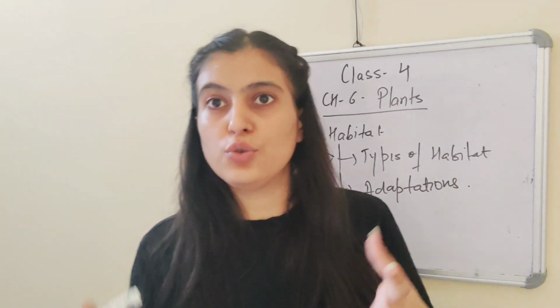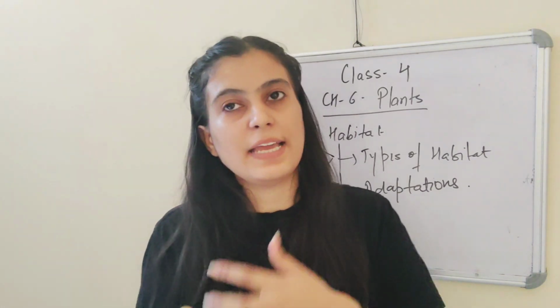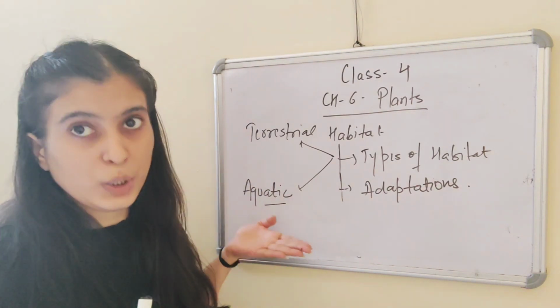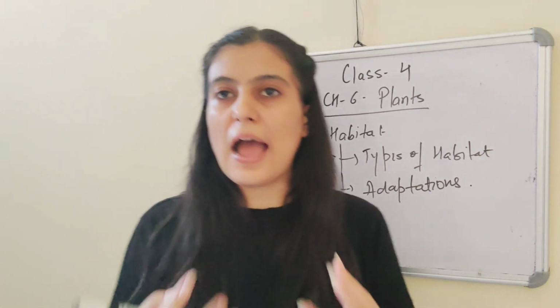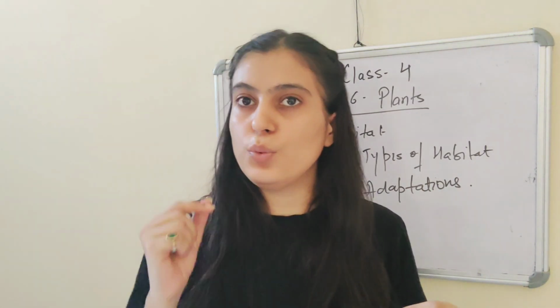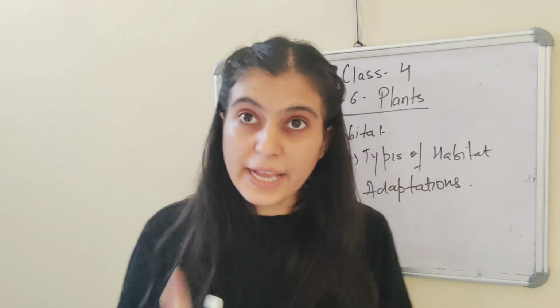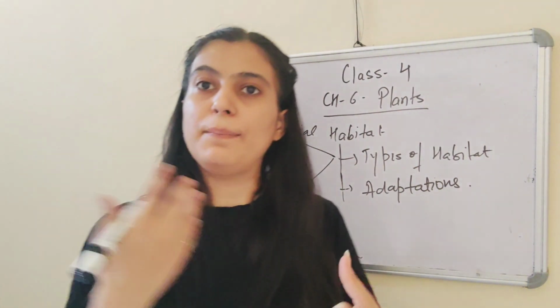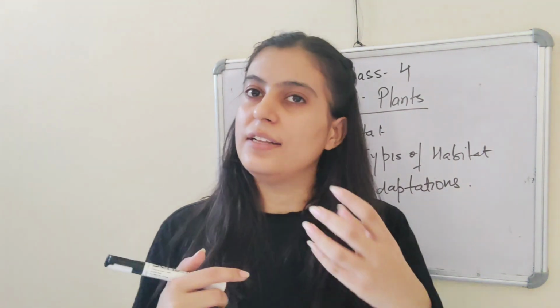Plants grow in different regions, so the natural habitat of the plants can be classified into two types, that is, terrestrial habitat and aquatic habitat. Terrestrial habitats include the plants which grow on the land, for example in the mountains, in the coastal areas and in the plains. Next one is aquatic. With the word aquatic, you can understand that these are plants which grow underwater or near the water. For example, ponds, lakes, rivers are the natural habitats of the aquatic plants.